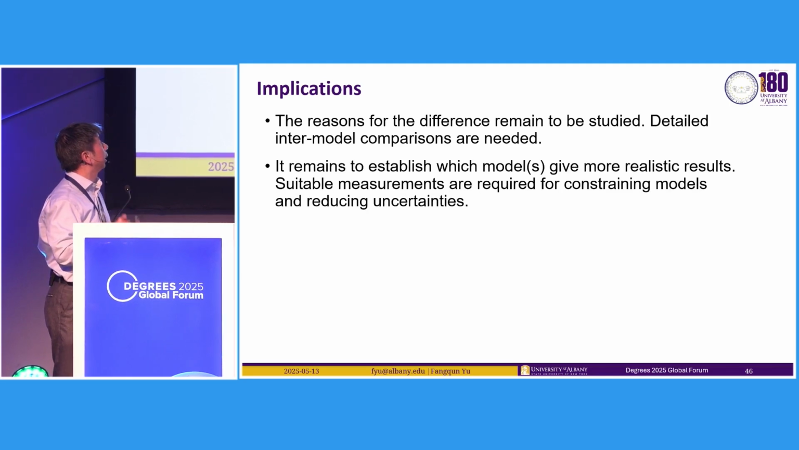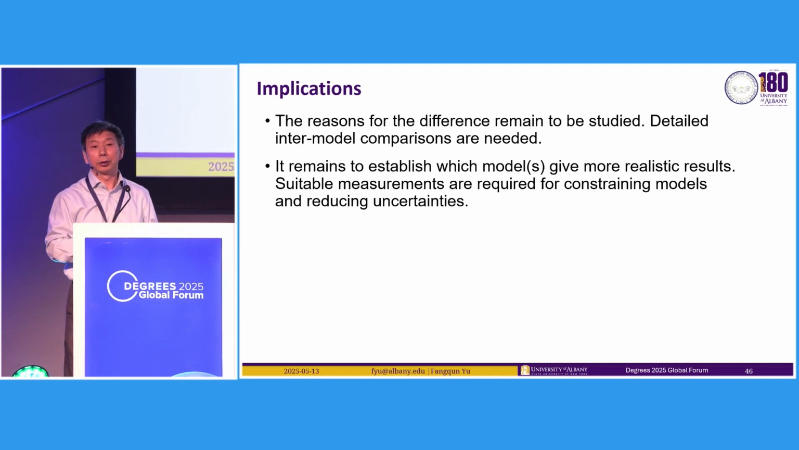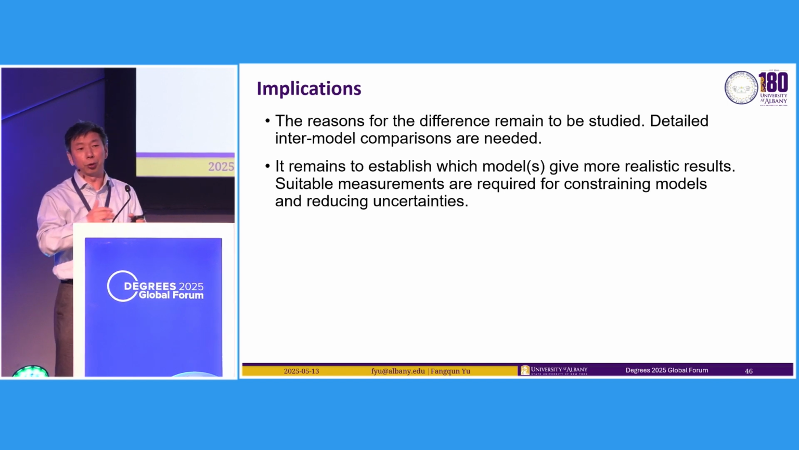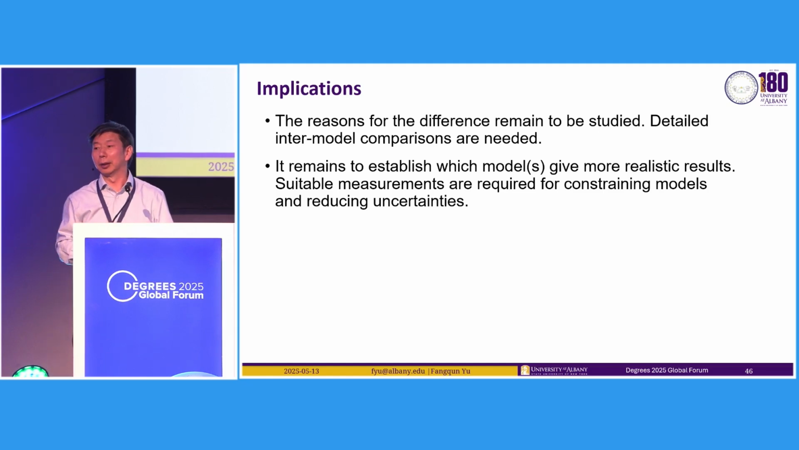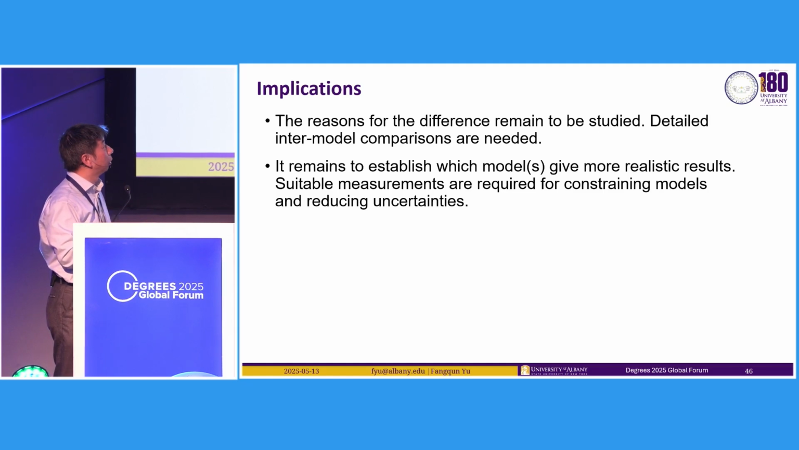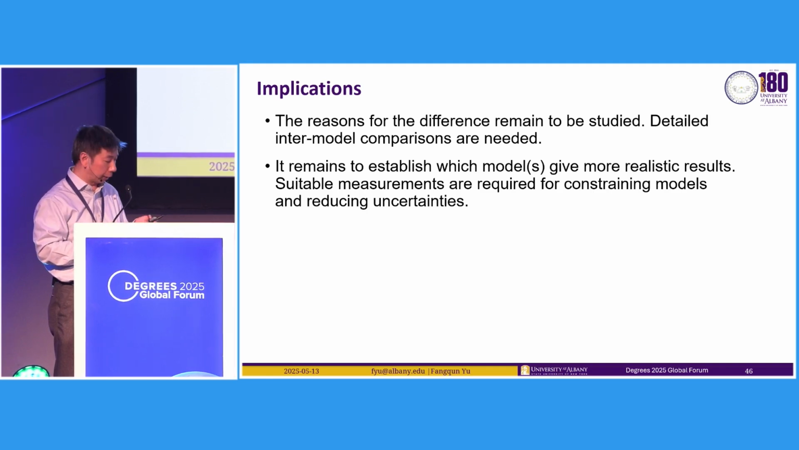It remains to be established which model gives more realistic results. We are not assuming which model is more accurate; we don't know. But our APM model shows high efficacy. In order to determine that, we need suitable measurements, to constrain the model, reduce the uncertainty, and test the different models to see which gives more realistic predictions.